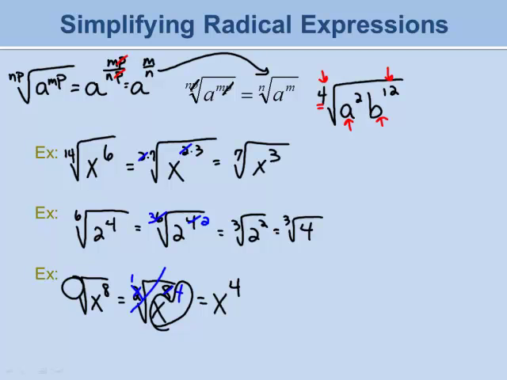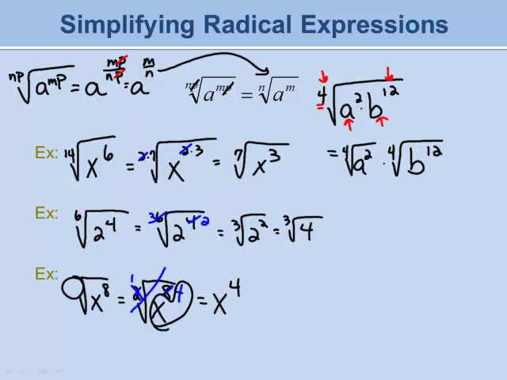So the best way to handle a problem like this, where you have more than one factor under the sign, is to use the product rule, which we talked about earlier, first, and split that out. So the fourth root of a squared times b to the 12th is the same as the fourth root of a squared times the fourth root of b to the 12th. You've now split that radical sign out to each factor individually. And now you can reduce, because the index is now going to each factor separately.